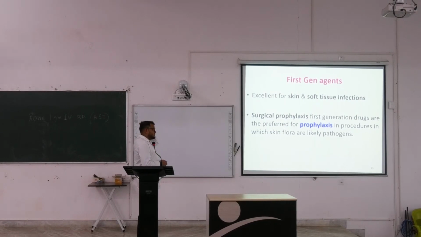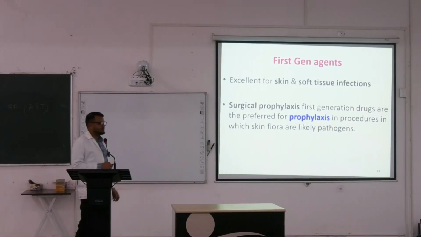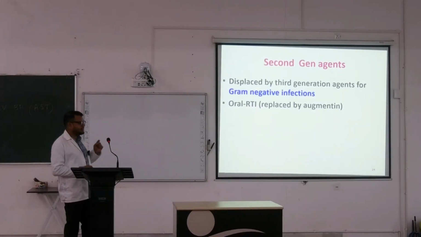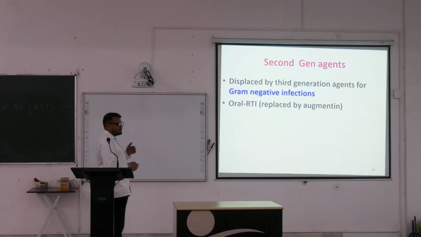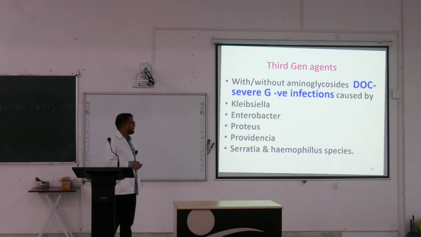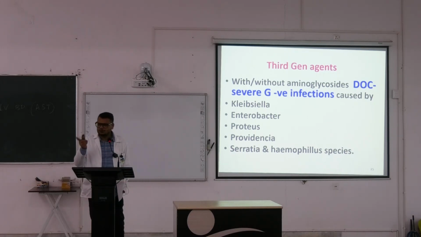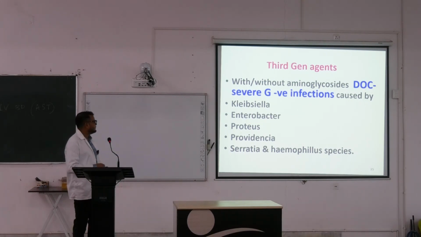So what are the uses of first generation? You see, skin and soft tissue infections and surgical prophylaxis. First generation antibiotic, mainly gram positive bacteria. Although now we prefer third generation. Third generation with or without aminoglycosides. Drug of choice for severe gram negative infections caused by Klebsiella, Enterobacter, Proteus and Serratia. These drugs are used with aminoglycosides, okay, because they have a synergistic effect.